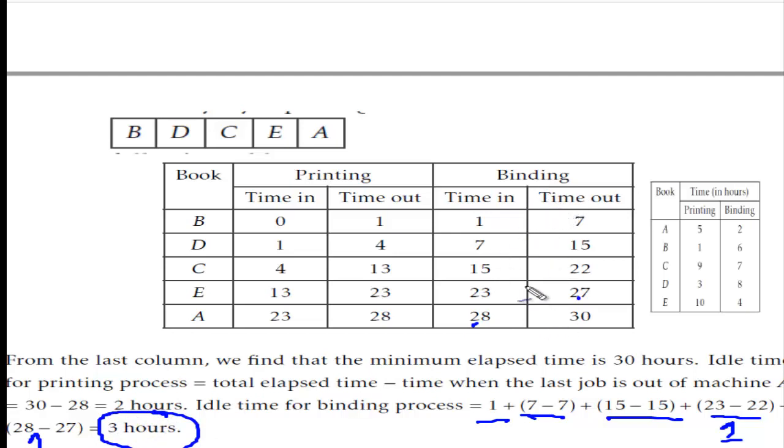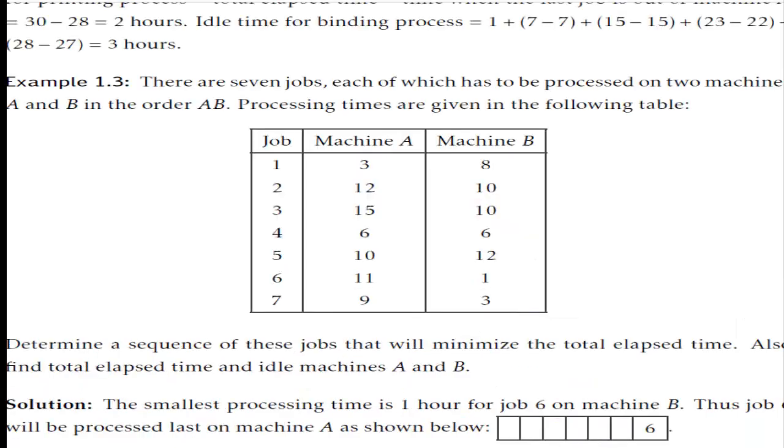Right. Now this is another example. Here I have 7 jobs to be processed, and again it's machine A and machine B in order AB. That means you have to first do A, then B, like printing is to be done first before binding. Okay, if you haven't done the printing, what will you bind? It is like that. But here I'm having something common.